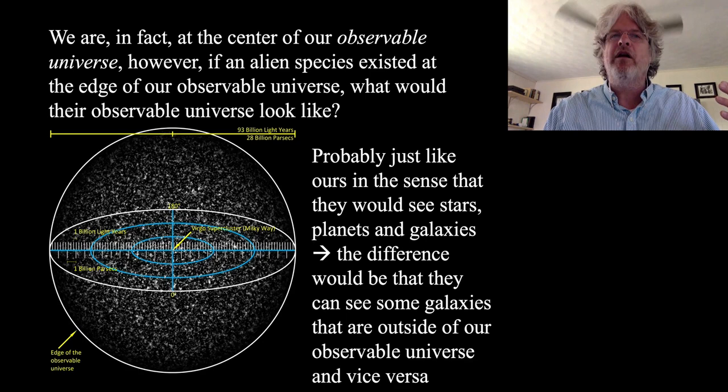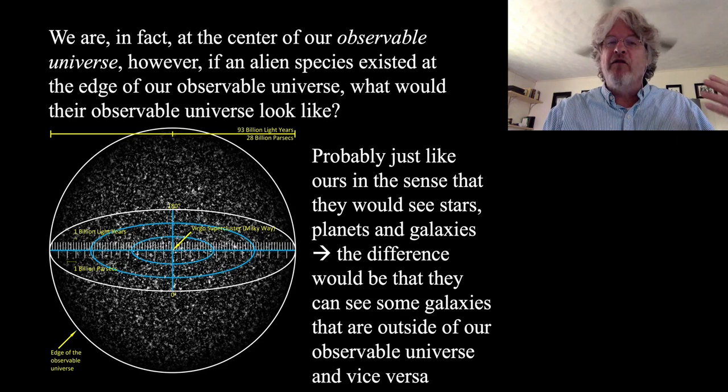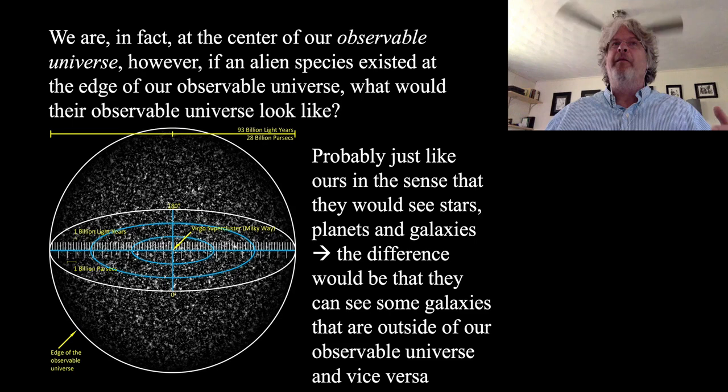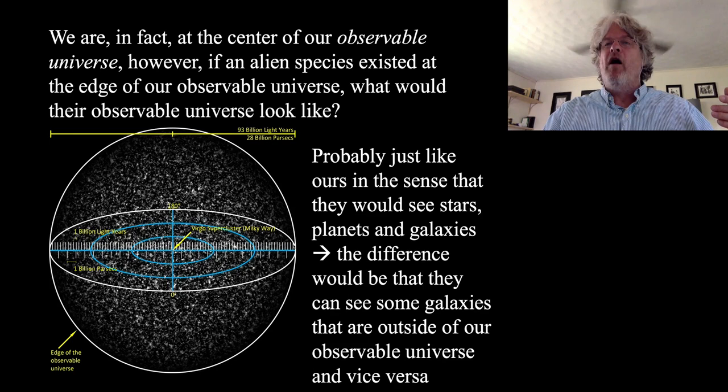And it also looks the same in every possible direction. And it looks like we're at the center of this distribution of galaxies, the universe, the center of this observable universe. And you can ask yourself, well, what if we had some alien species just on the edge of our observable universe, what would somebody here look like?